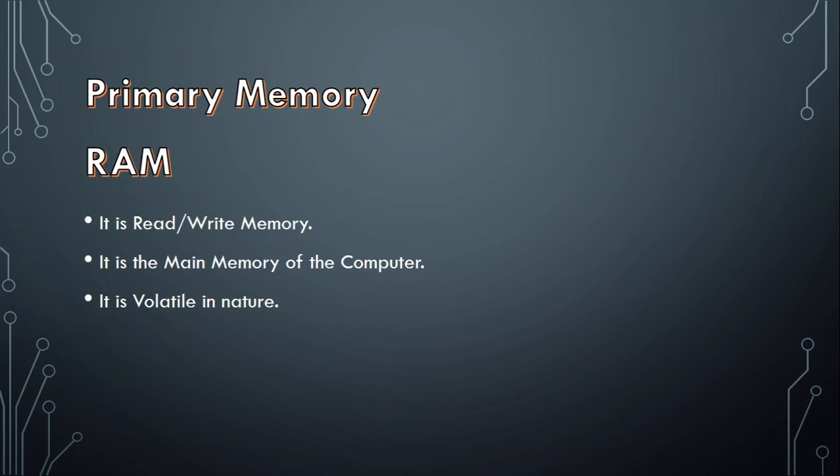And the first thing we are going to learn is RAM. RAM stands for Random Access Memory. It is a read or write memory. It is the main memory of the computer. It allows the data to be executed and stored for a limited amount of time. That means it is volatile in nature. The data is lost when the power is turned off.